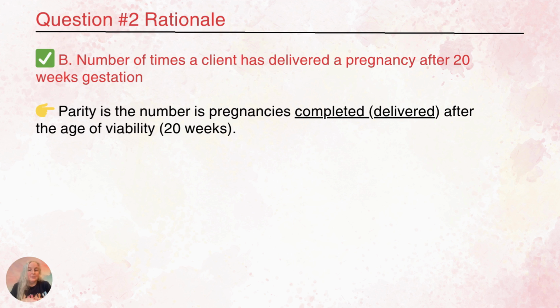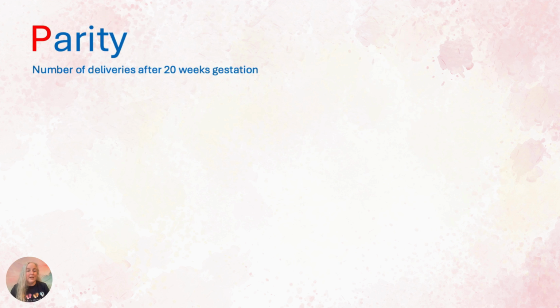So parity is the number of pregnancies delivered or completed pregnancies after this age of viability, which is considered 20 weeks of gestation. So this is going to be parity. Any deliveries that happen prior to that are going to be considered abortions. So for parity, this is our number of deliveries after 20 weeks gestation.